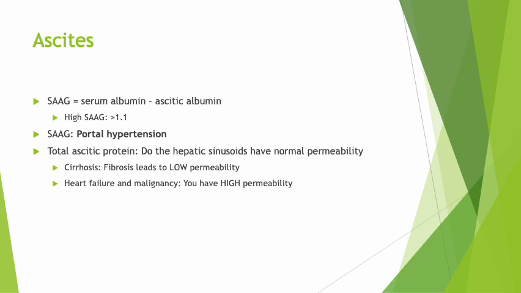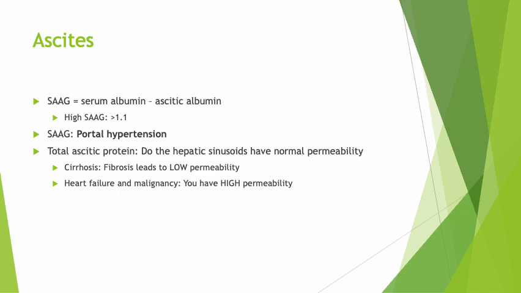And now the ascitic total protein is going to be the other variable that you have to keep in mind. So we mentioned you use the albumin for the SAAG gradient. The ascitic total protein is going to be the other variable. So always look at these two variables if you're asked to determine the cause of ascites in a patient.